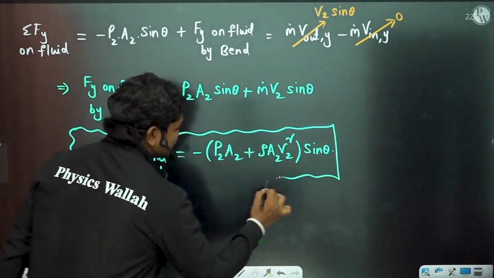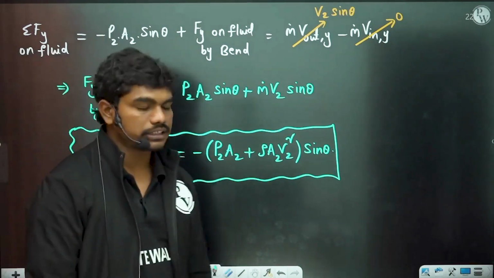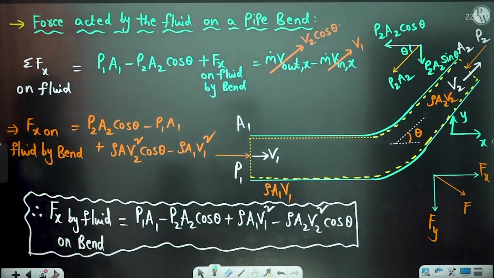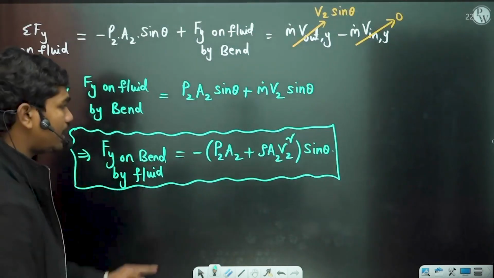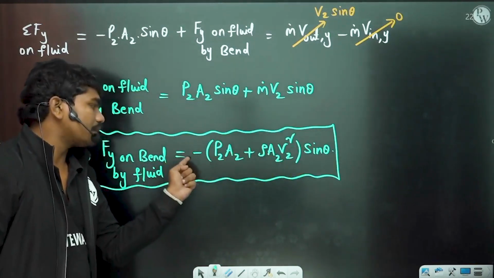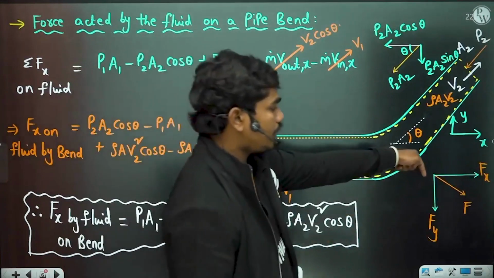Okay, so this is the equation for the force which is acting on the bend in the y direction. Clear? So this is the force acting on the bend in x direction, and this is the force acting on the bend in y direction. Obviously, all these terms are positive, so the force acting on the bend will be negative, which we know normally from our understanding: Fy will be downwards in general.